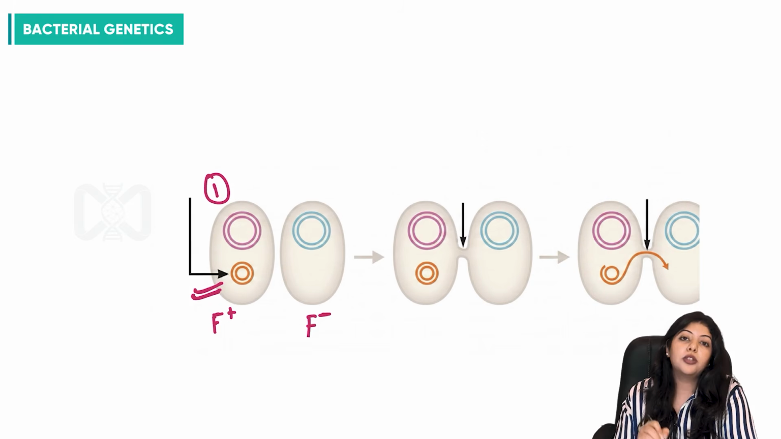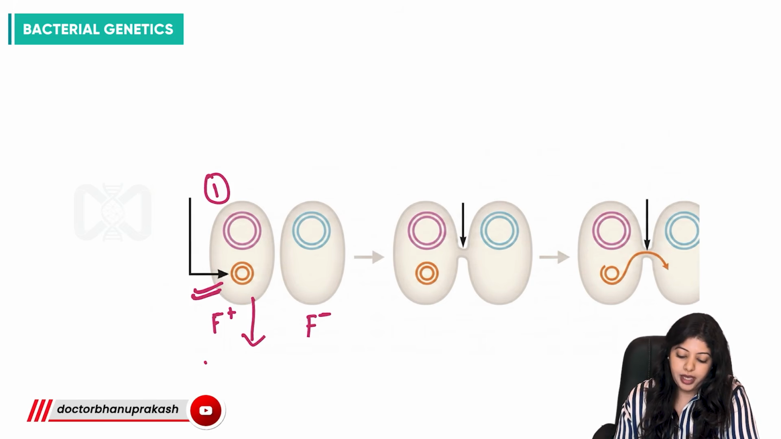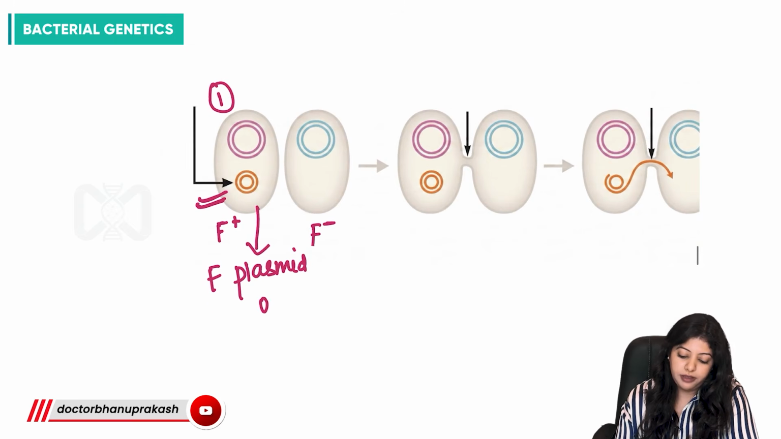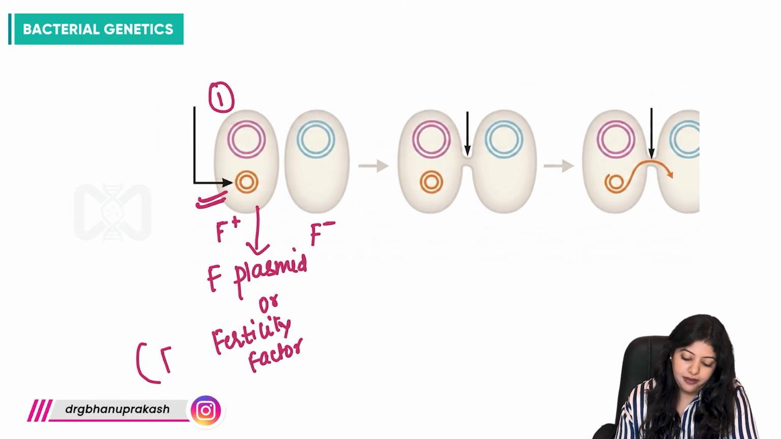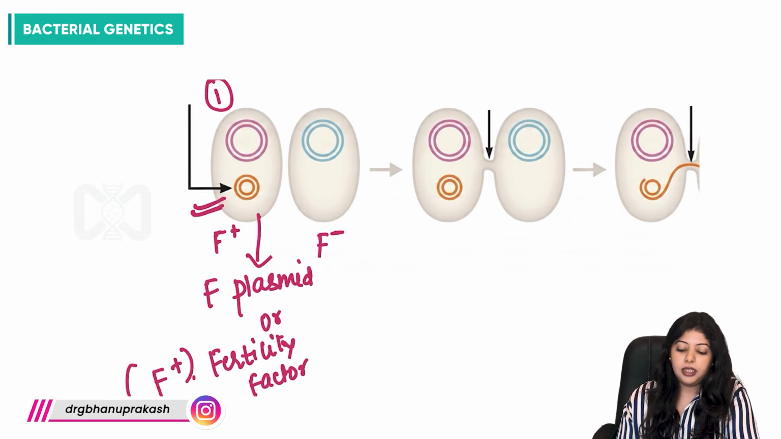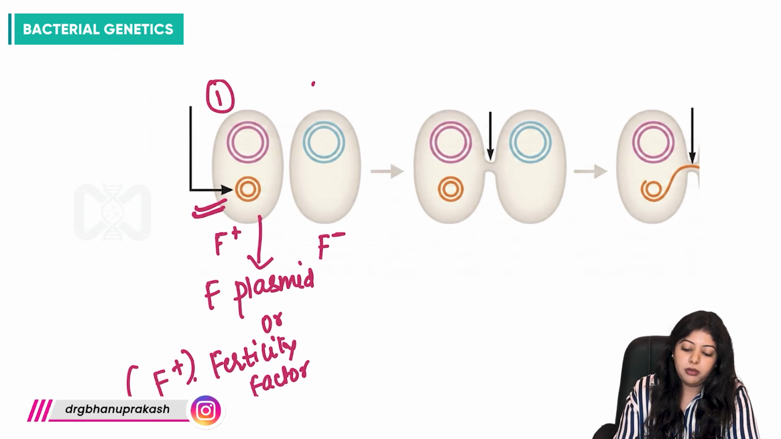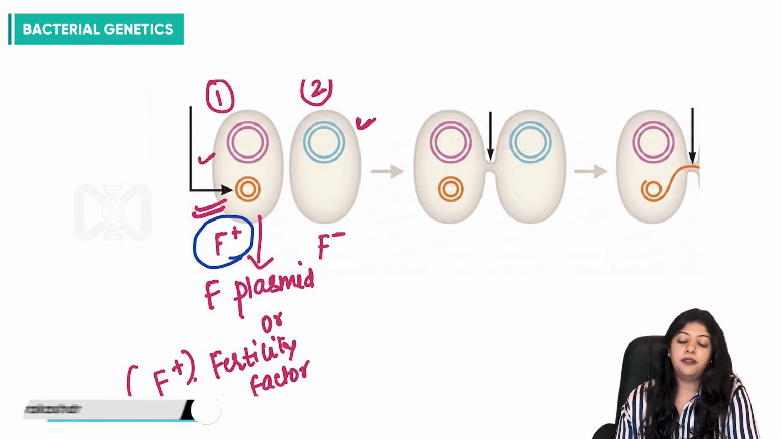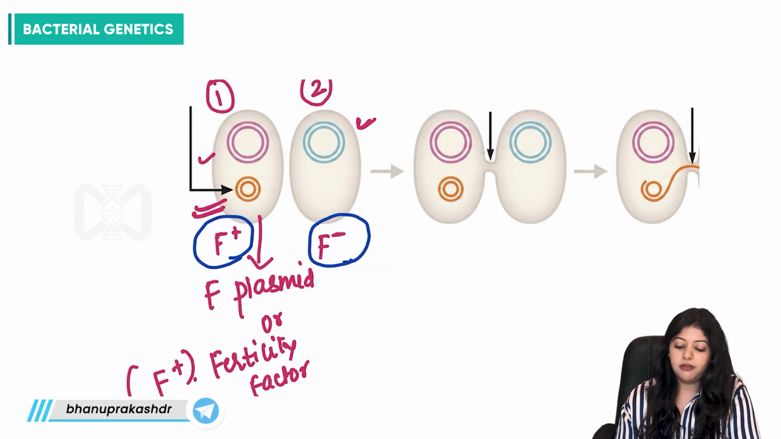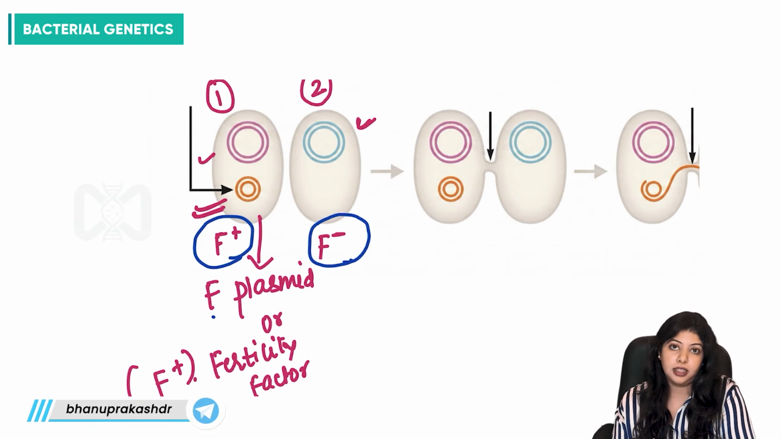And this is the gene which is going to get transferred from one bacteria to other. This particular plasmid is going to get transferred from one bacteria to another. So this is the F plasmid or fertility factor, which is F plus. So fertility plasmid is present in number 1 bacteria, which is absent in number 2. So that is why we say that this is F positive and the other bacteria it is F negative, because it doesn't have F plasmid in it, right?